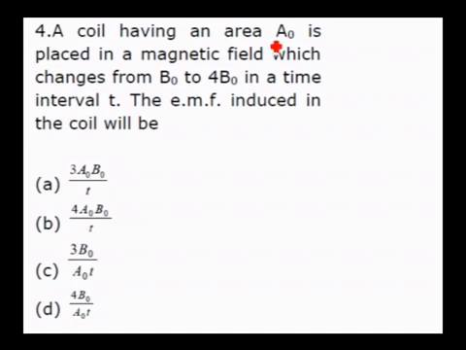Now a coil is having an area A0. Initially it is placed in a magnetic field which changes from B0 to 4B0. That means area is not changing here, magnetic field is changing. The induced EMF will be.